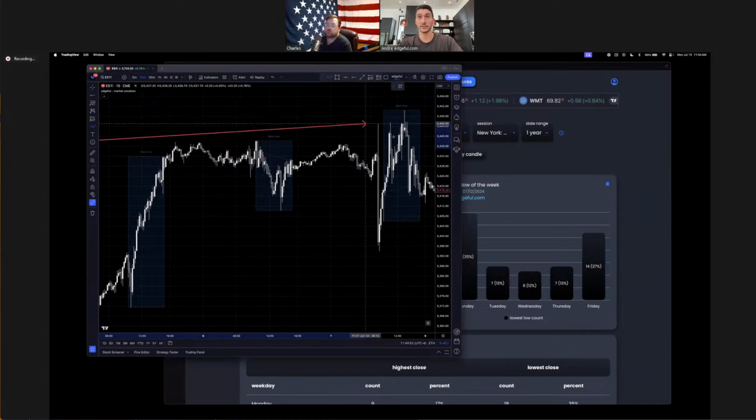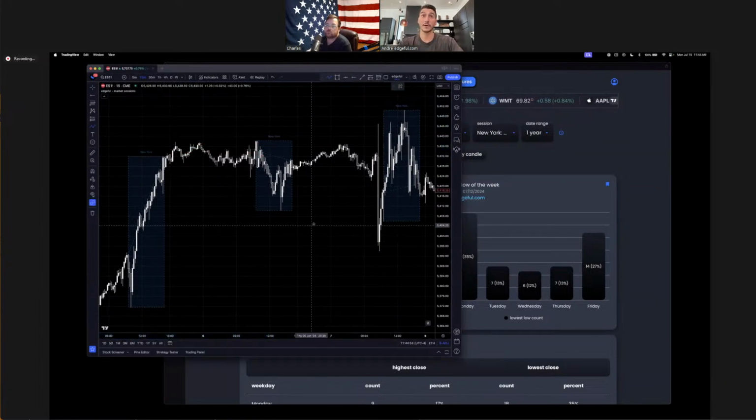This is Wednesday, this is Thursday, this is Friday. Even here, Friday is really the king of the high of the week. It opened below Thursday's high, and then went on to smash Thursday's high.